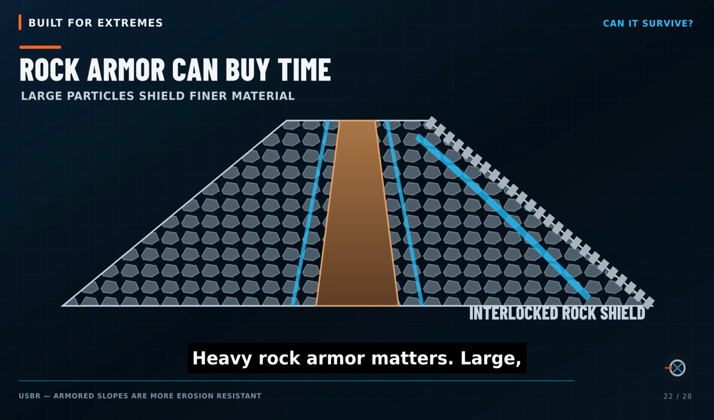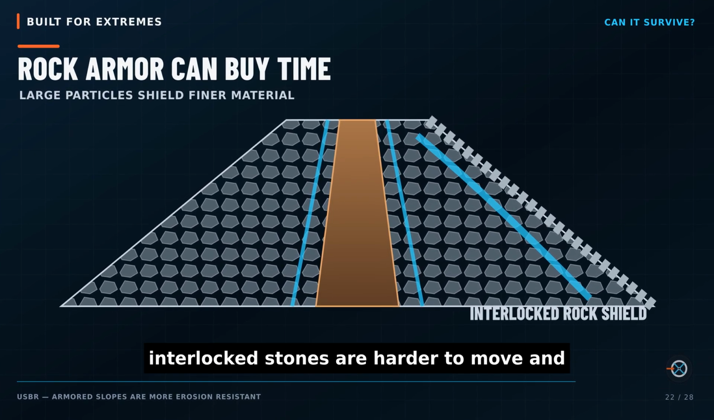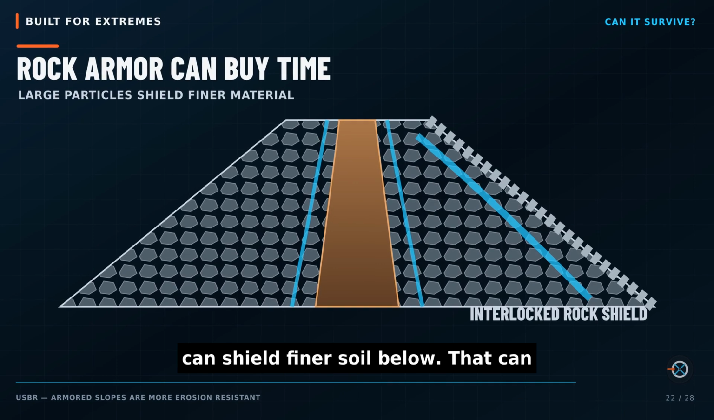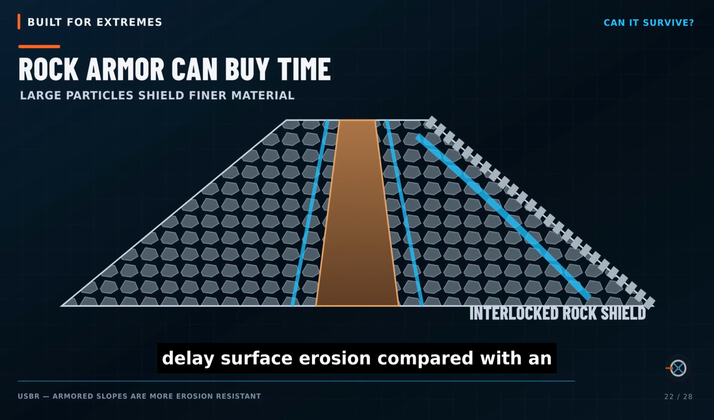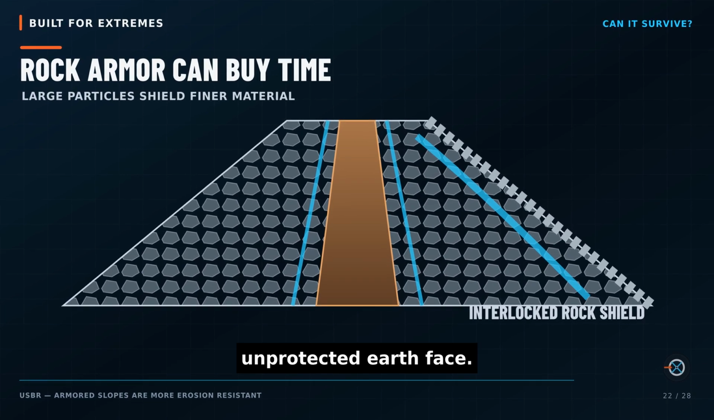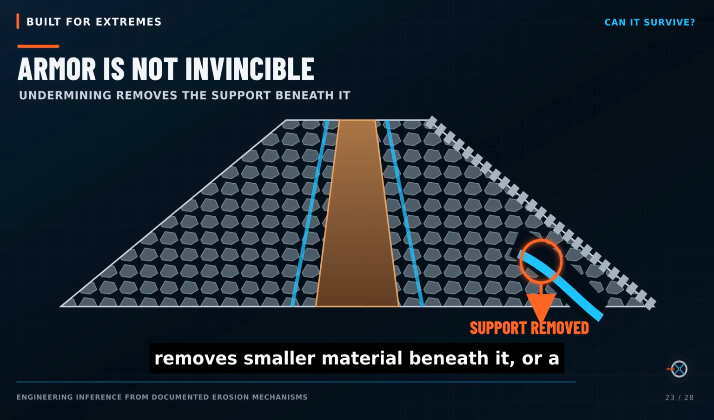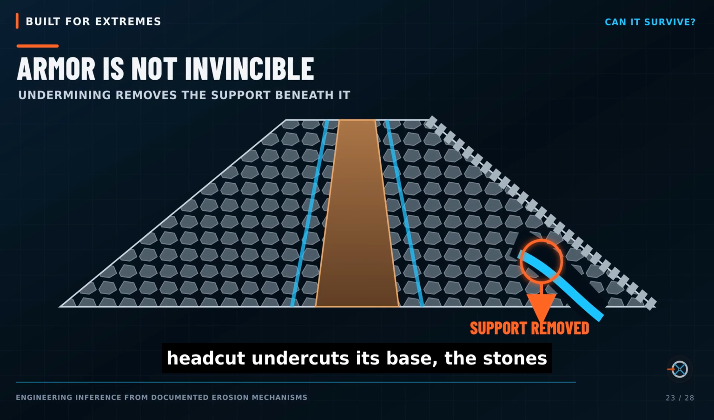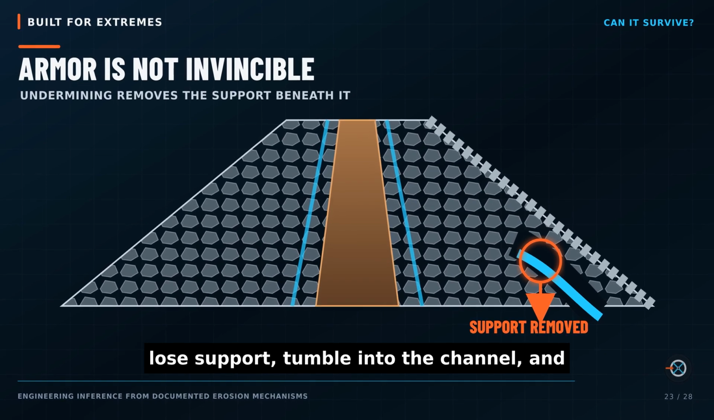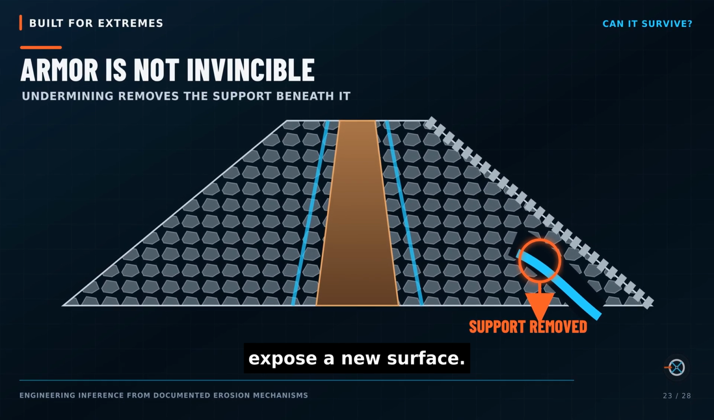Heavy rock armor matters. Large, interlocked stones are harder to move and can shield finer soil below. That can delay surface erosion compared with an unprotected earth face. But armor is not magic. If turbulence removes smaller material beneath it, or a headcut undercuts its base, the stones lose support, tumble into the channel, and expose a new surface.